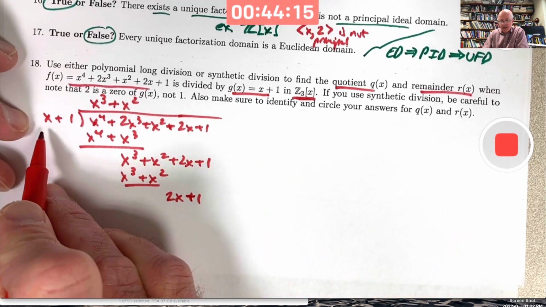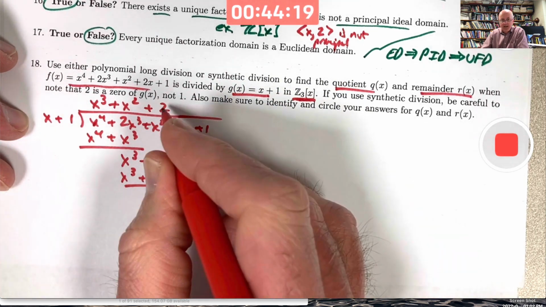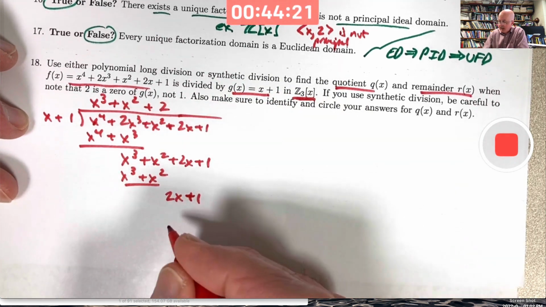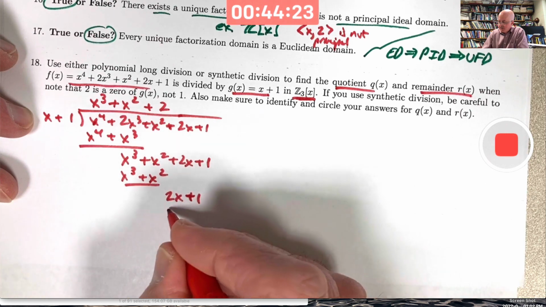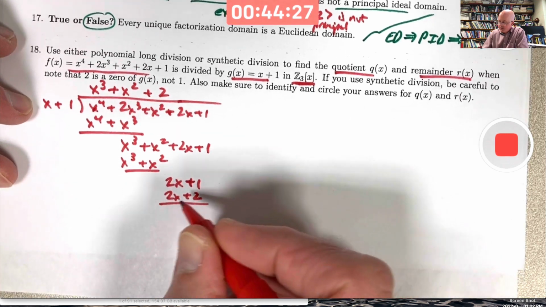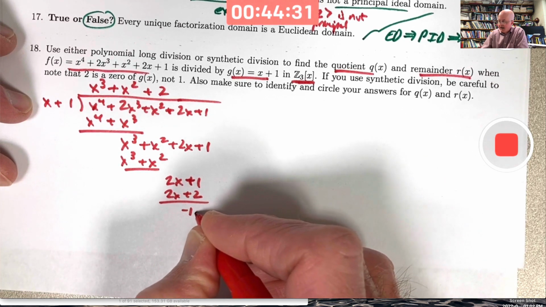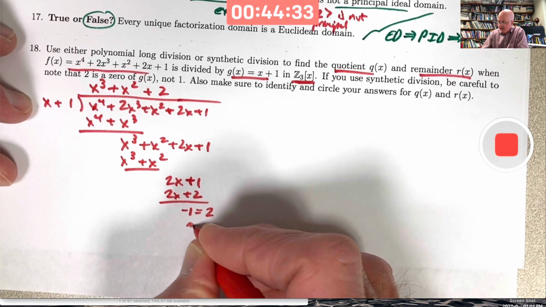I need to multiply x by 2 to get 2x, so I put a plus 2. Notice there's no x term here. That happens sometimes. 2x plus 2 gives 2x plus 2 down there. Subtract. Careful. 1 minus 2, yes, is negative 1, but if we're modding by 3, that's 2 mod 3.